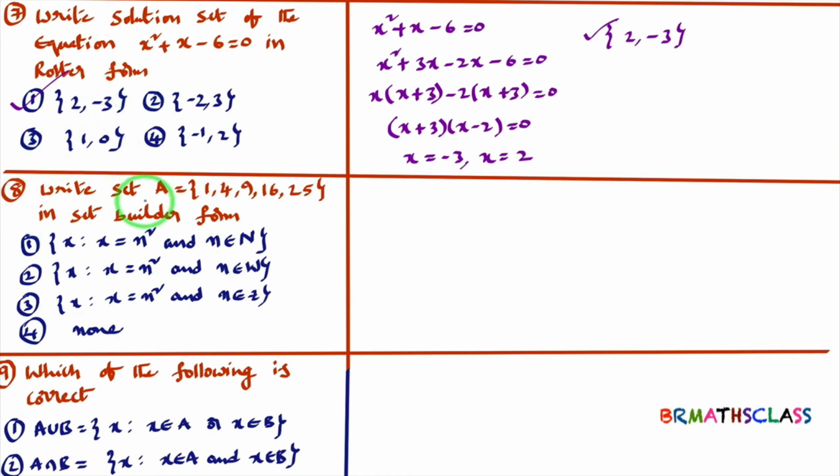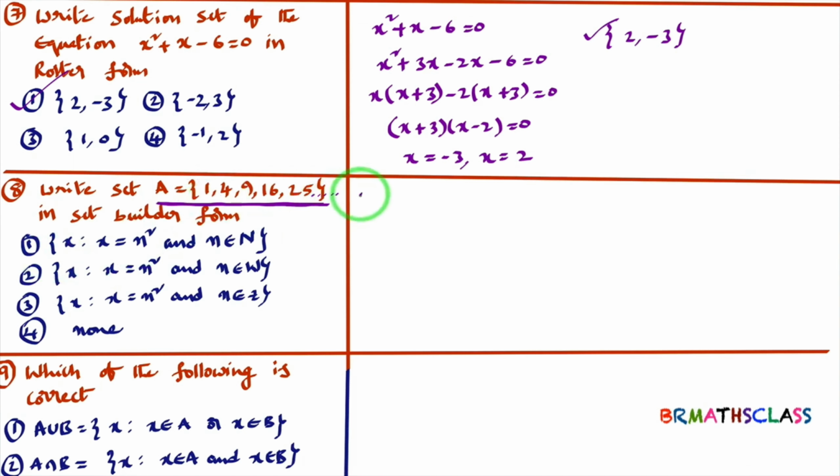Now you see question number 8. You observe this is the set A. This set is in roster form. All the elements are listed and separated by commas within the brackets. This is an infinite set. Please try to understand. Okay, now we need to write this set A in set builder form.